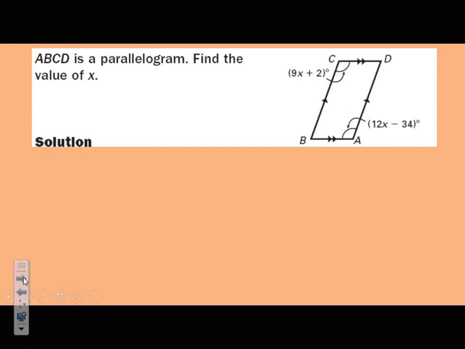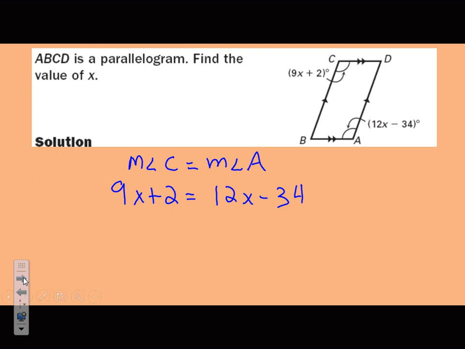ABCD is a parallelogram. We need to find the value of x. Well, we know, and it shows us on here, that the opposite angles are congruent. So if they're congruent, they're equal to each other. So we're going to set these angles equal to each other. So the measure of angle C equals the measure of angle A. So the measure of angle C is 9x plus 2, which equals the measure of angle A, which is 12x minus 34. To solve this one, I'm going to subtract 9x from both sides.